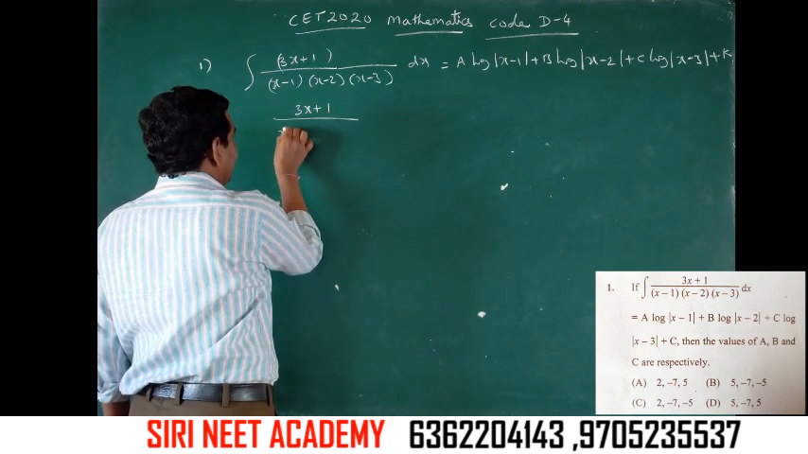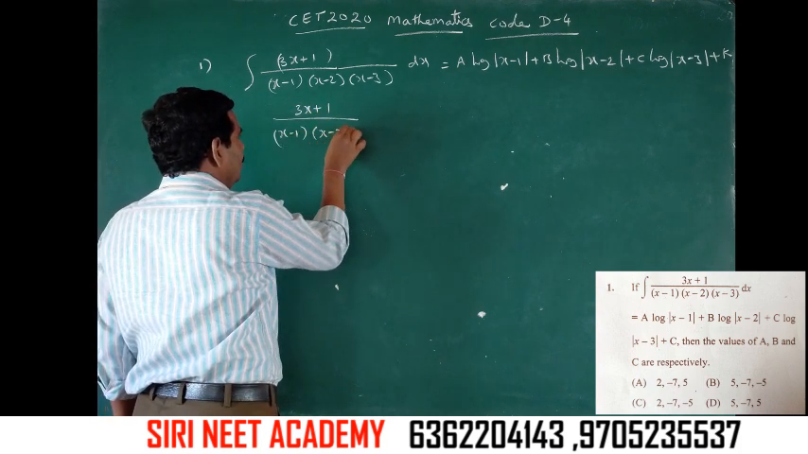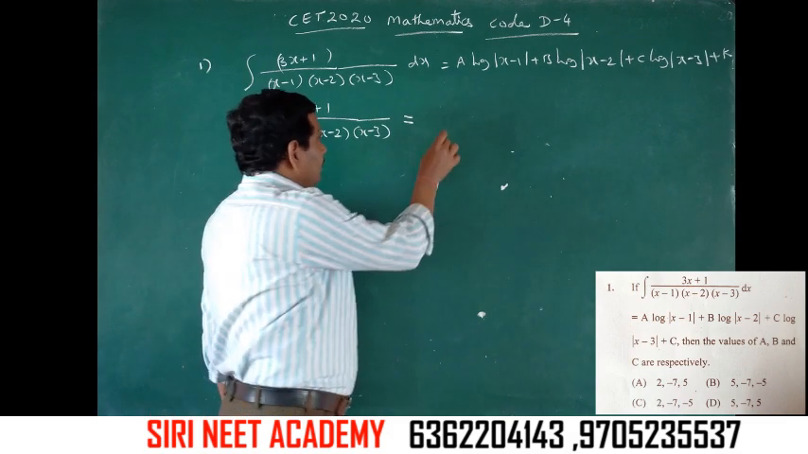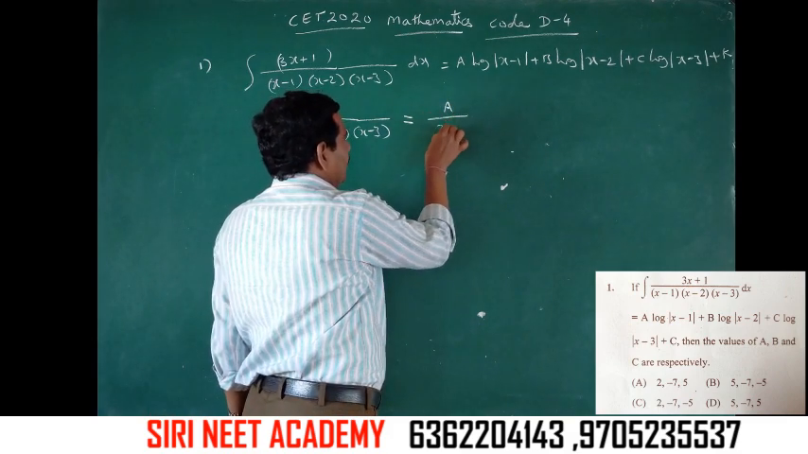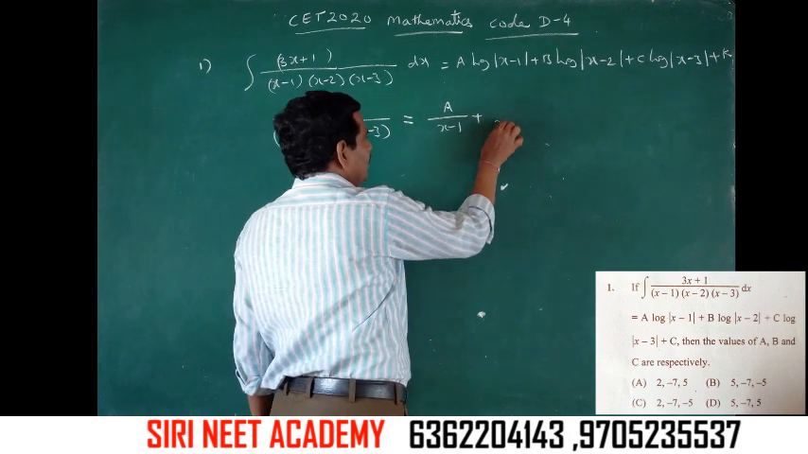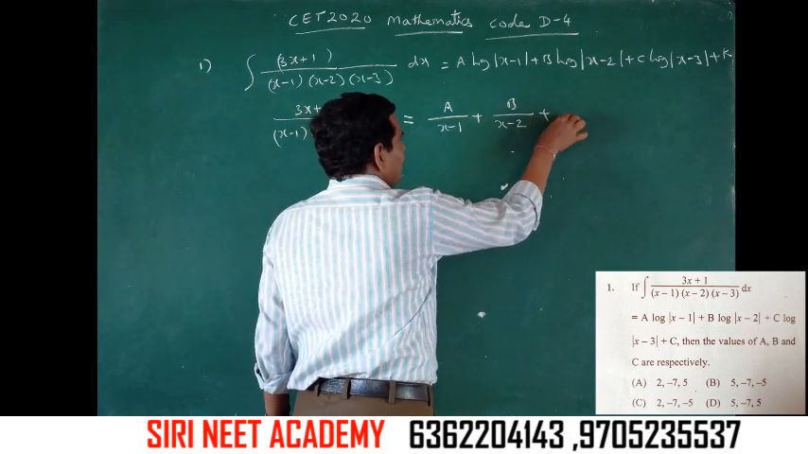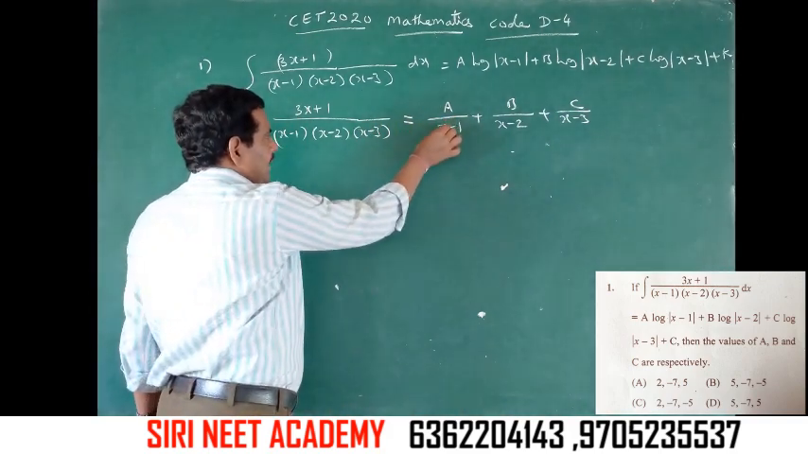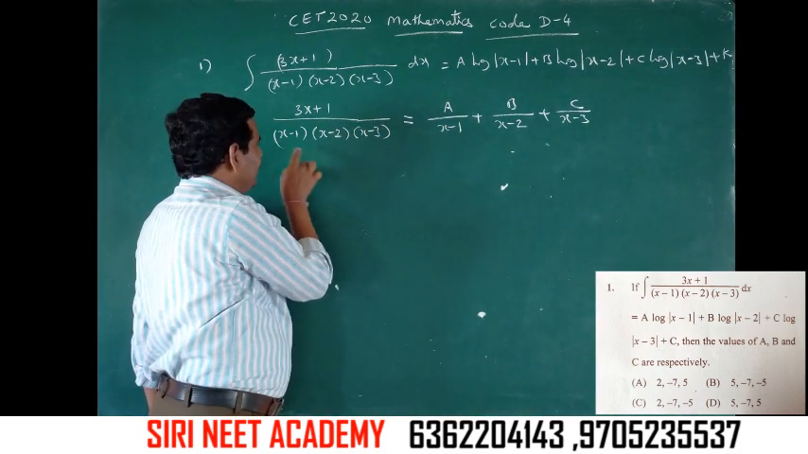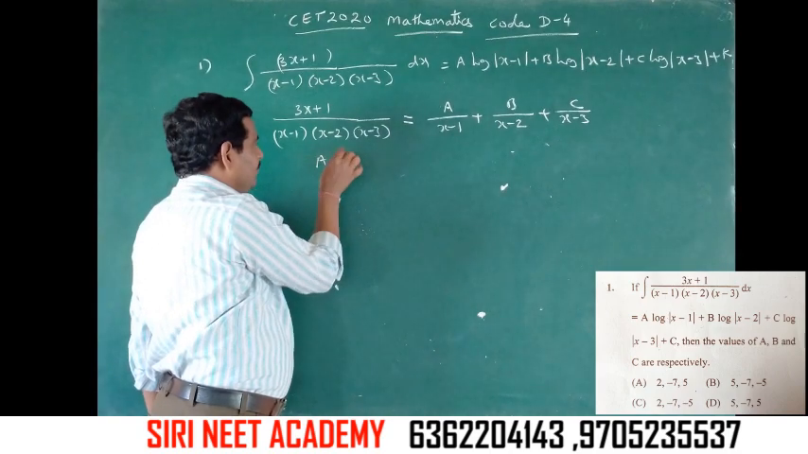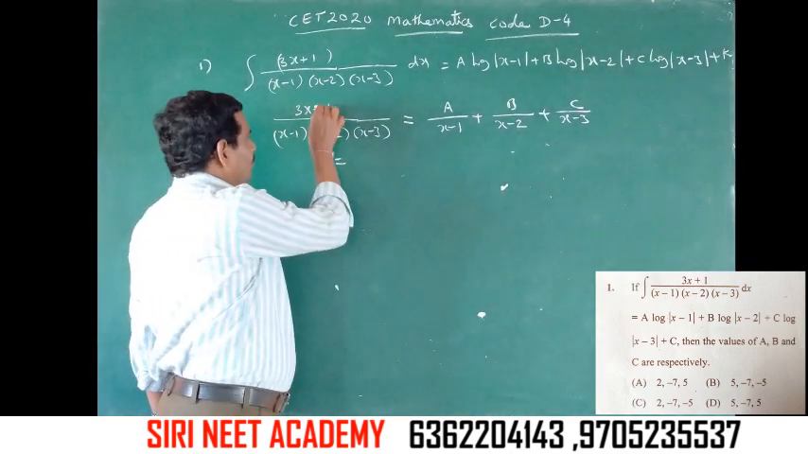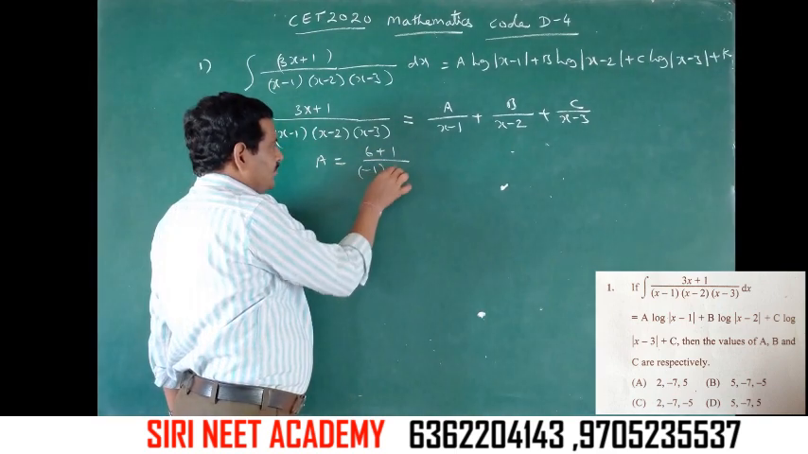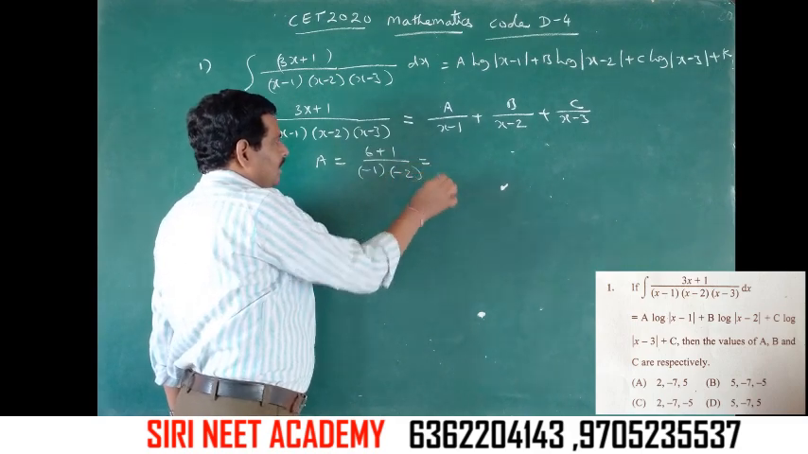(3x + 1) divided by (x - 1)(x - 2)(x - 3) is equal to a partial fraction expansion. To get the numerators for x - 1, x - 2 and x - 3, the shortcut is to substitute x = 1 in everything except the factor x - 1.